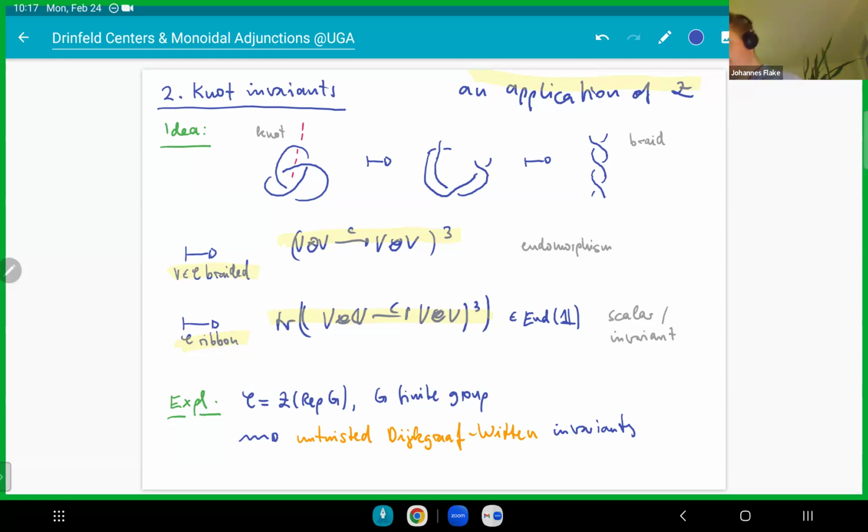So, there are these nice problems and these nice applications of Drinfeld centers. The problem is that most of the time, or often, it's a little hard to compute the Drinfeld center, and then, if there are knot invariants, to compute the knot invariants that are derived from this. So I want to explain a bit about how one can compute Drinfeld centers.